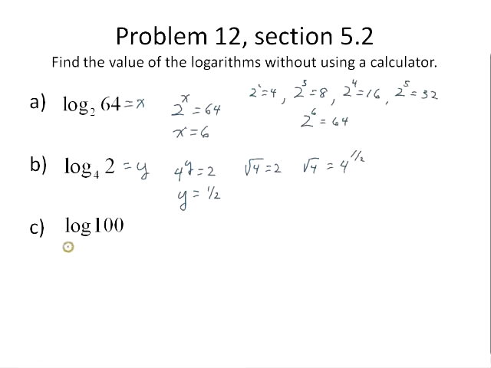And the last one here, in this expression, you have to remember that if there is no base written and we have log, logarithm, this is assumed to be base 10. And so we're looking for log base 10 of 100. Well, we know from previous experience or just basic facts that 10 squared is equal to 100. Therefore, log base 10 of 100 is equal to 2.